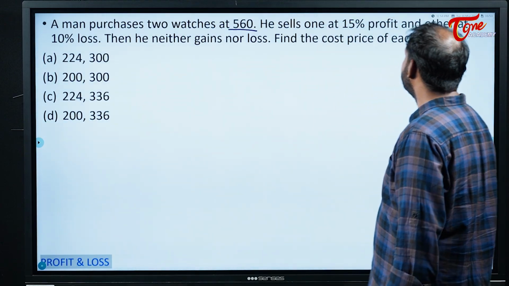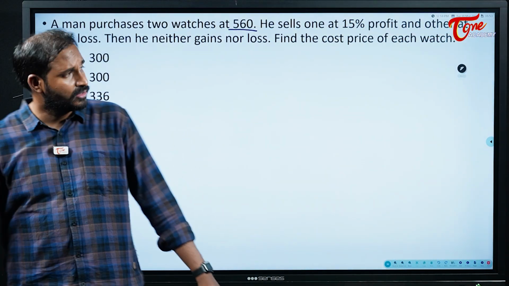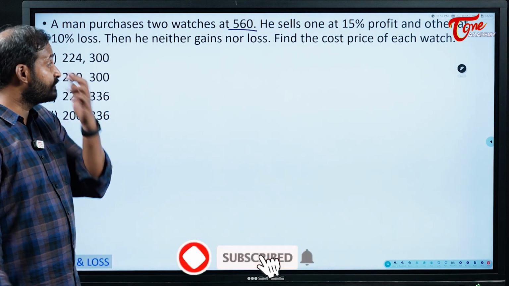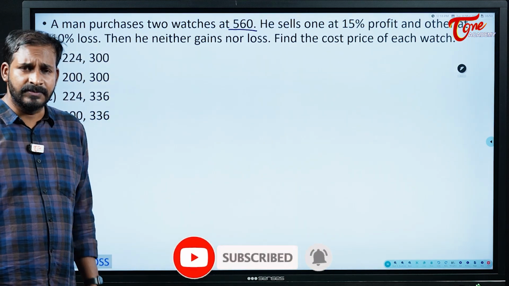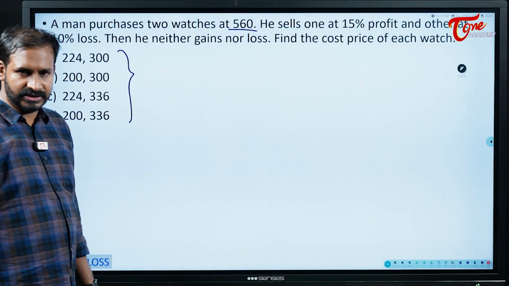He sells one at 15% profit and the other at 10% loss. Then he neither gains nor loses. Find the cost price of each watch. Now please observe here, students. From the options also we can get the answers for this question.